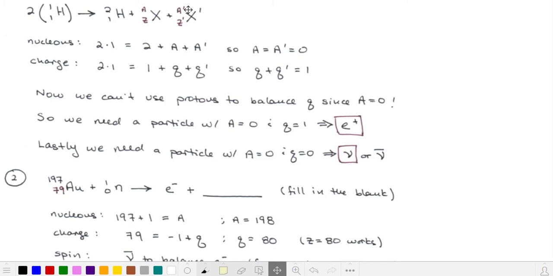The only thing that fits that bill is a positron. You could have picked either one, but I just said that that's going to be daughter X. Now we have to figure out X prime. What do we have left? Something with no charge and negligible mass, so no nucleons and no charge. The only thing that fits that bill is a neutrino or an antineutrino, and you've memorized that for positron decay you need a neutrino. So that gives us our two daughters, a positron and a neutrino.